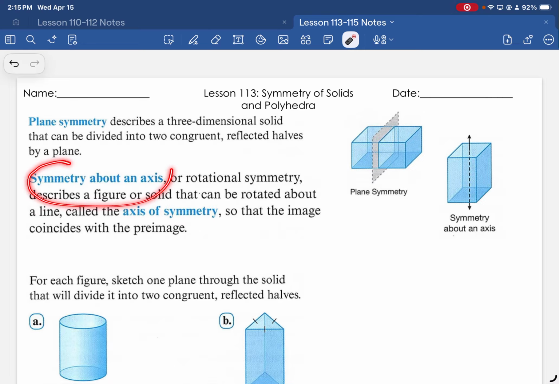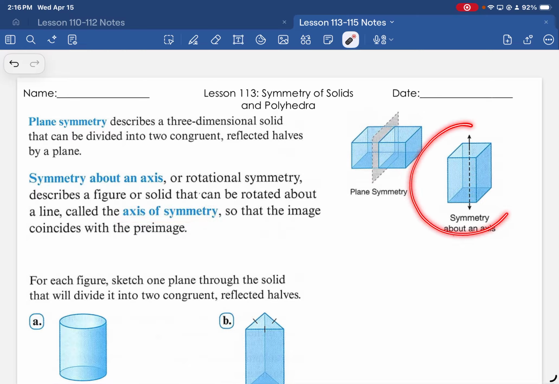Then there's symmetry about an axis. Another way to say that is rotational symmetry. So this one up here is reflection, and this one's rotational, okay? And this describes a figure or solid, again 3D, that can be rotated about a line, and that line is called the axis of symmetry. And the image coincides with the pre-image.